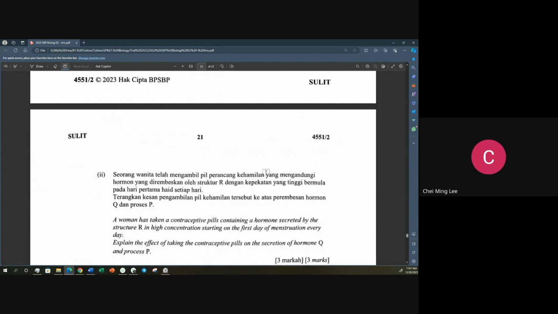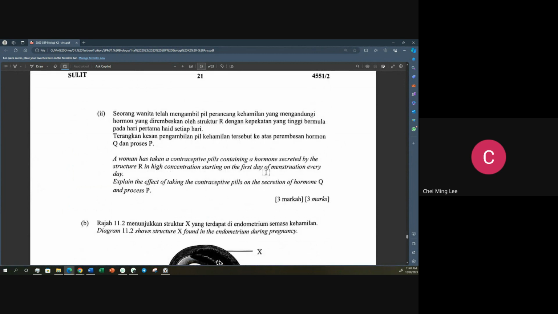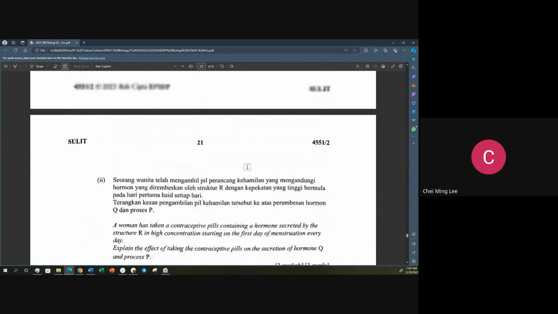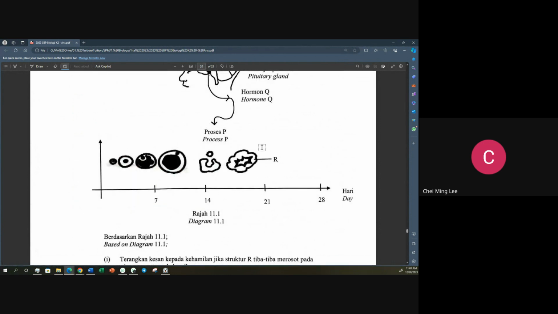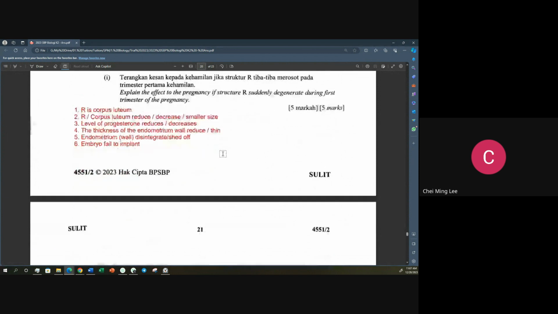Okay. Now, second, a woman has taken a contraceptive pill containing a hormone that is secreted by the structure R in high concentration, starting on the day of menstruation, every day. So explain the effect of taking the contraceptive pill on the secretion of hormone Q. Hormone Q is released by the pituitary gland, which will affect your process P. I think it should be either LH hormone or GnRH.